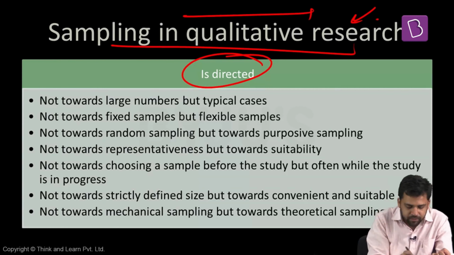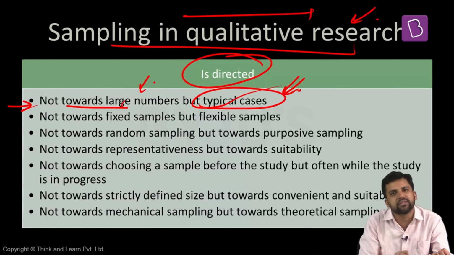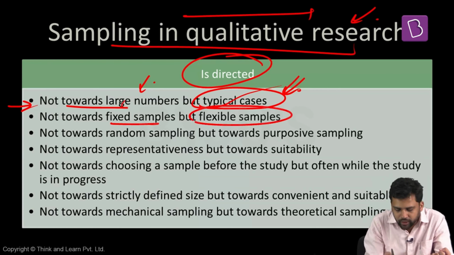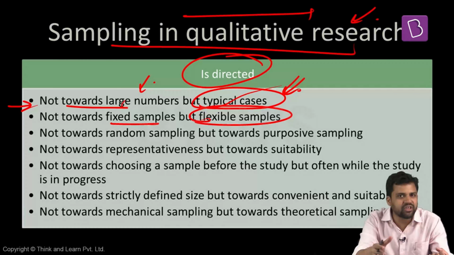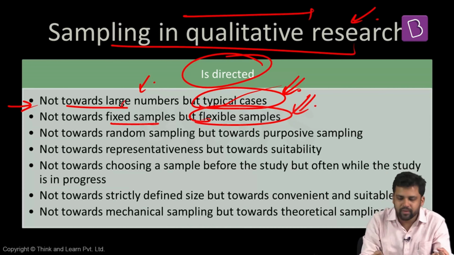Sampling in qualitative research is not directed towards large numbers. It tries to look for typical cases. Qualitative research is not directed towards fixed samples; rather you would like to have flexible samples. You interview someone, and if you think that with that interview you have got sufficient points for your research, it's fine. Or else you can interview someone else. So the sample size should be more flexible when it comes to qualitative research.